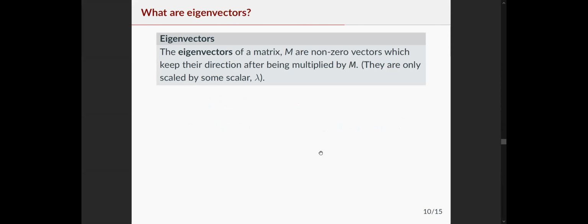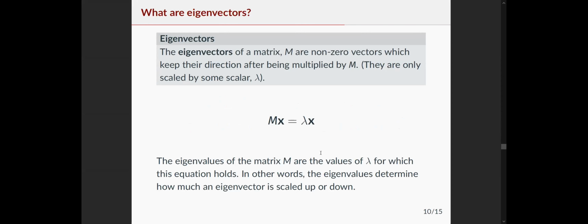All right, so the eigenvectors of a matrix are non-zero vectors, because obviously 0 will stay the same no matter what matrix you multiply it by, and they keep their direction after being multiplied by M. They're only scaled by some scalar, lambda. So this equation shows it perfectly. Lambda is the eigenvalue of the matrix. So the eigenvalues of the matrix M are the values for lambda for which this equation holds.